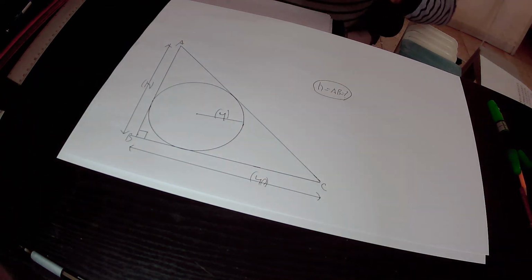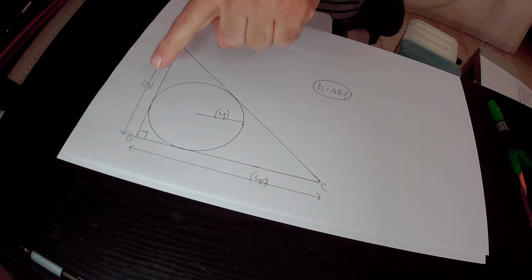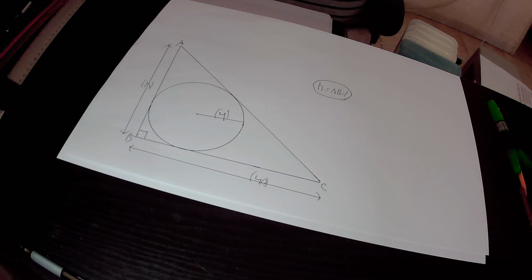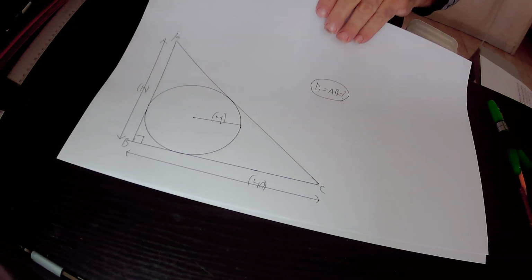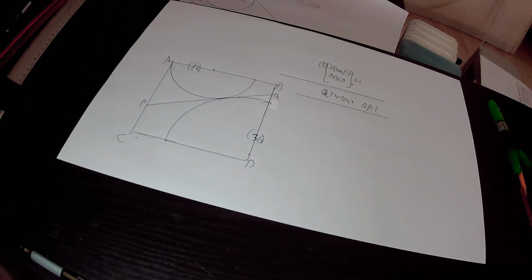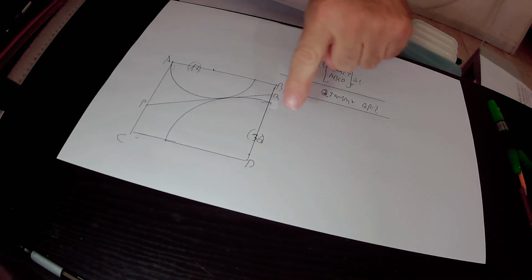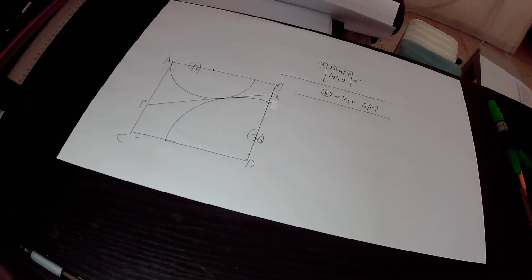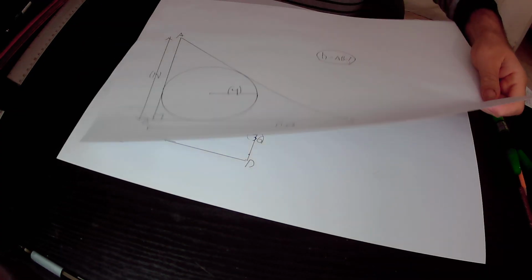Hello, in this lecture I will answer two questions. In the first question we find out the right edge of this triangle ABC, and in the second question we find out the area of this curve ABCD, and we also have to find out the length of this tangent PQ. So we start with the first question.